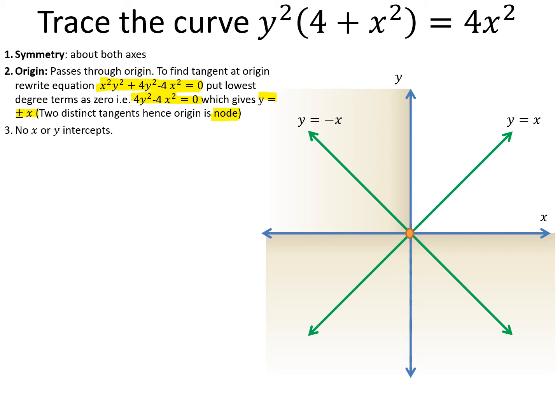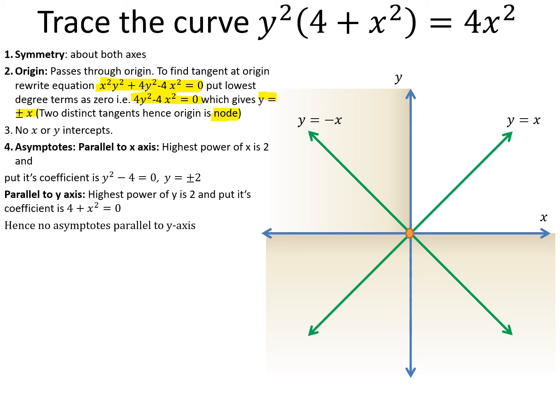Okay, now come to rule 4, that is asymptotes. We have to find two types of asymptotes. One is parallel to the x-axis and the next is parallel to the y-axis. So for the first type, parallel to the x-axis, we have to identify the highest degree of x. Here the highest degree of x is x square. So x square is on the left hand side and its coefficient is y square, and on the right hand side its coefficient is 4.